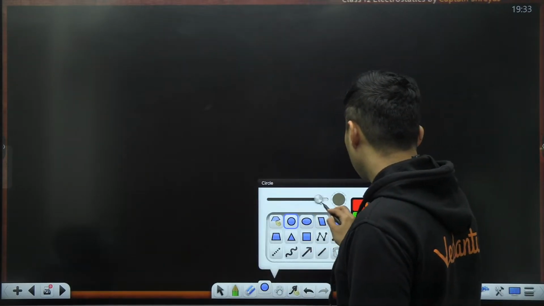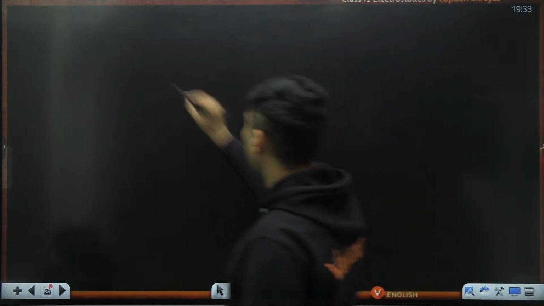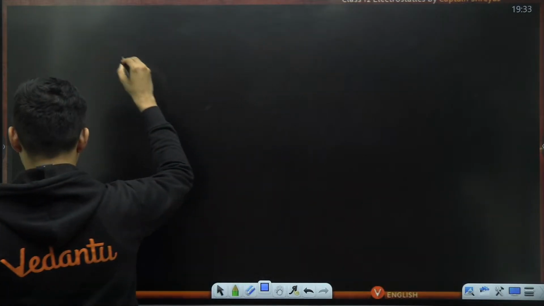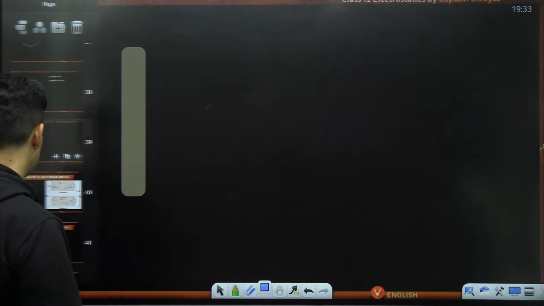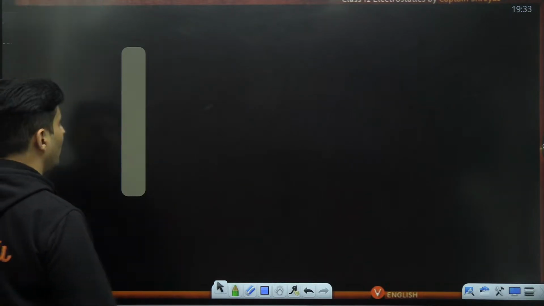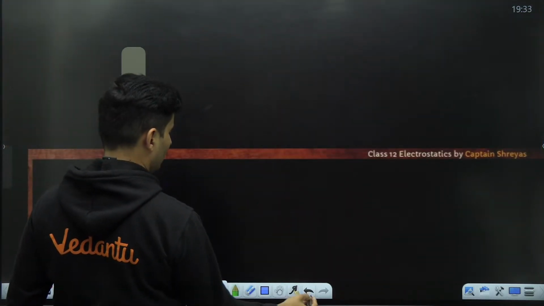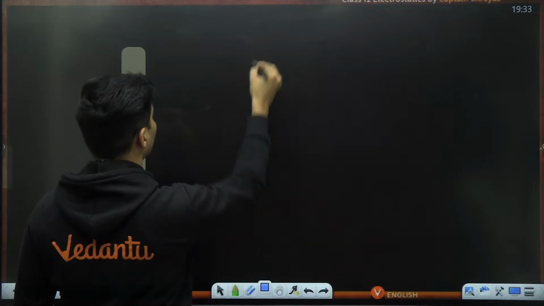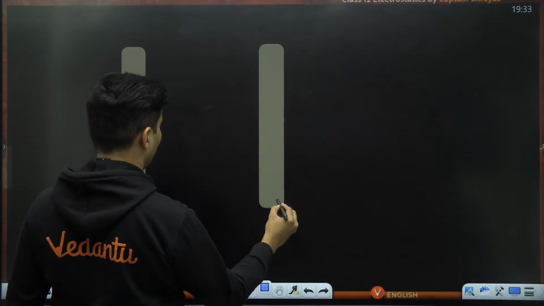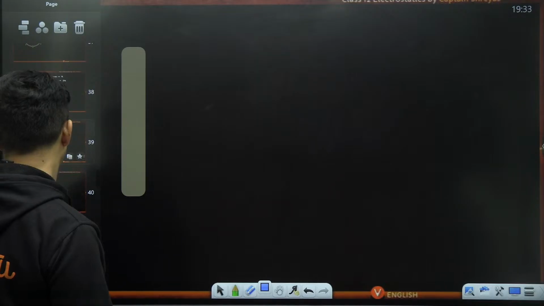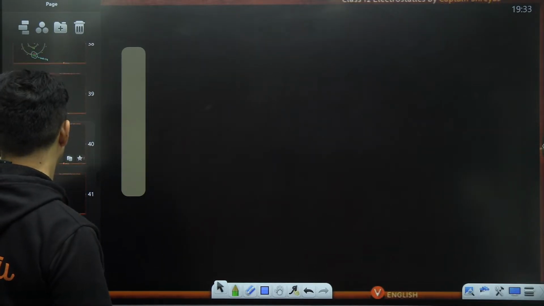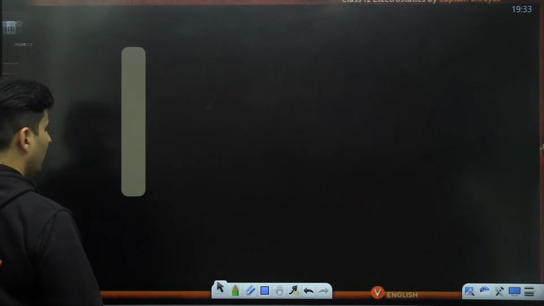Imagine you had a plate like this, or a sheet like this. Then you had two plates in front of you like this. You can also take three plates for that matter.